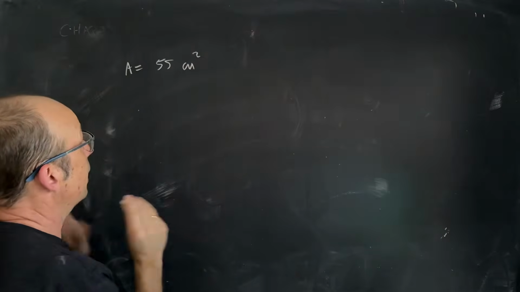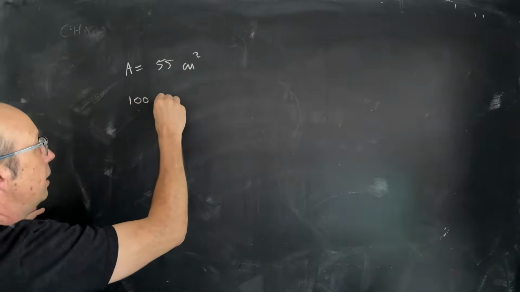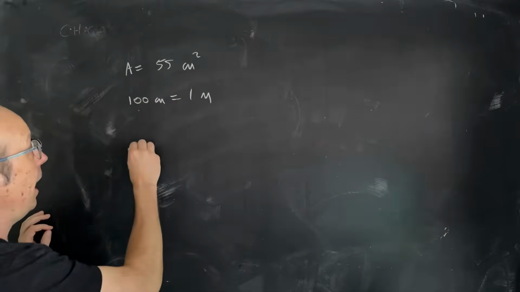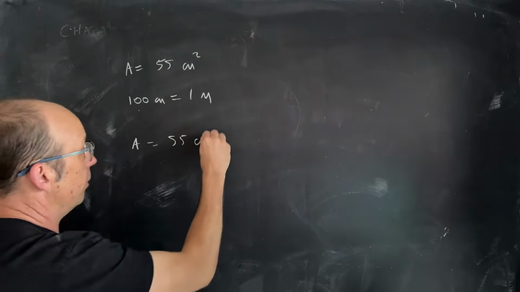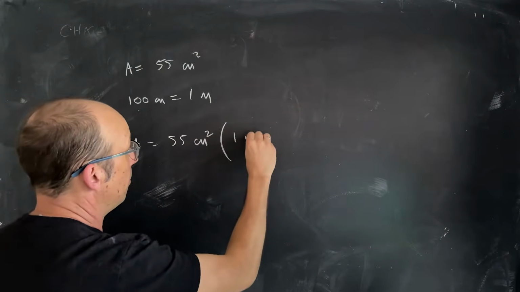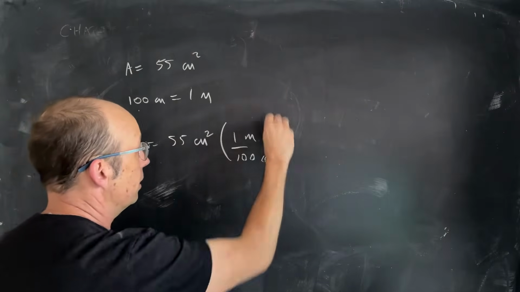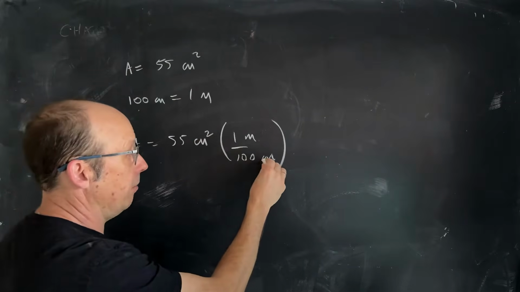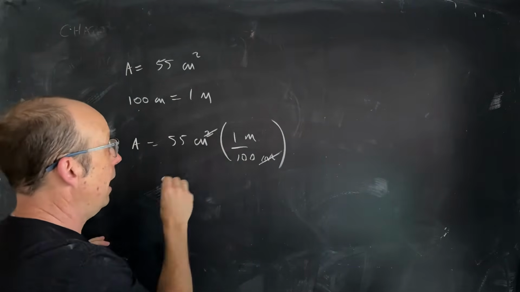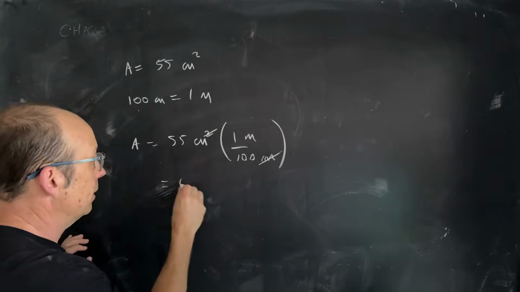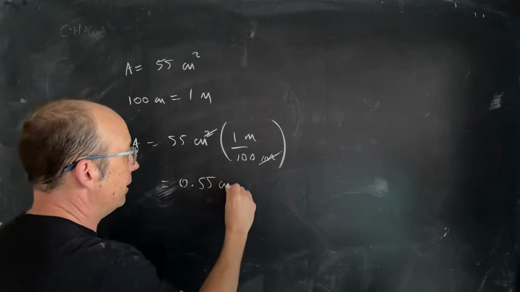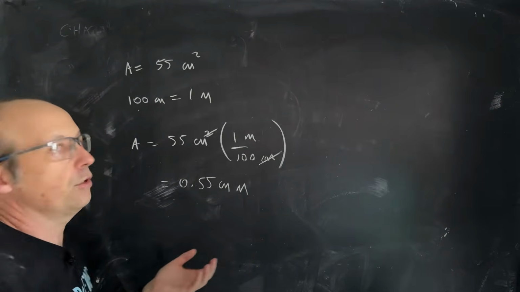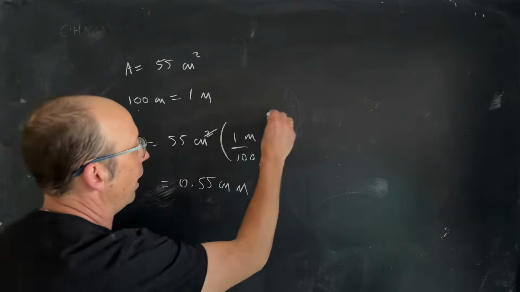So let's say, again, I know that there are 100 centimeters in 1 meter, okay? But if I take 55 centimeters squared, and I multiply by 1 meter over 100 centimeters, that's not going to work, because I do have a centimeter squared divided by centimeters. So one of those cancels, and I can do this in my head, right? 0.55 centimeter meters. That's the unit I have. But that's not meters squared. So what I need to do is do it again.